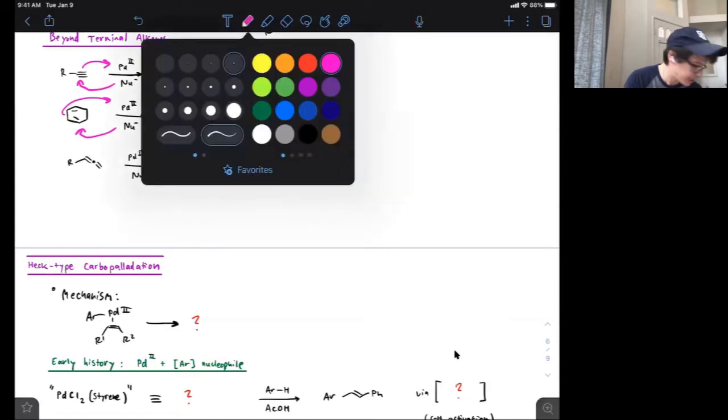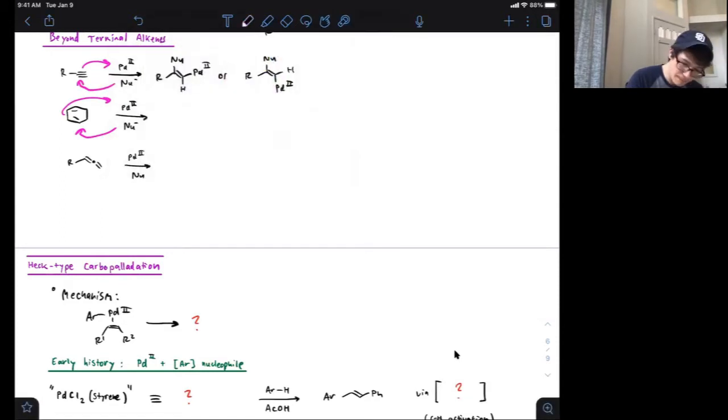So analogously, addition to a 1,3-diene, and I've drawn a cyclic flavor here, results in a pi-allyl species. Here two potential stereochemical outcomes. Here's the syn outcome. Here's the anti outcome.